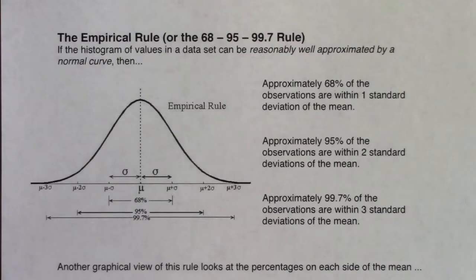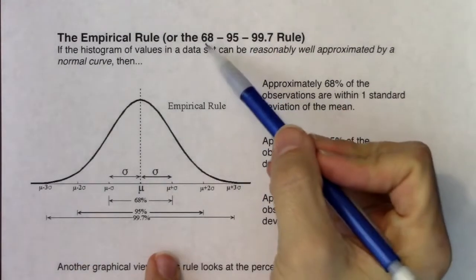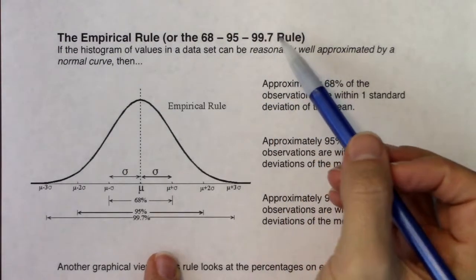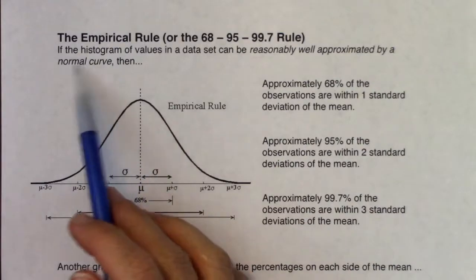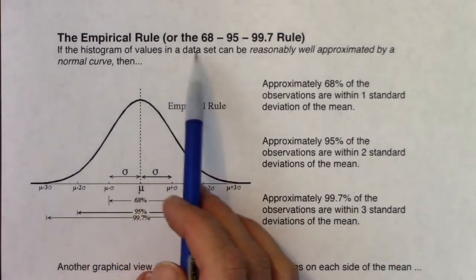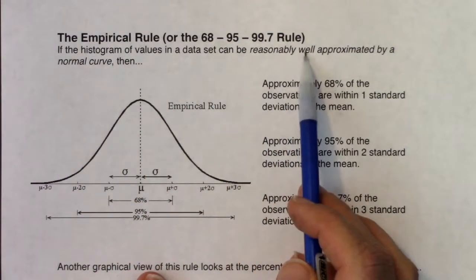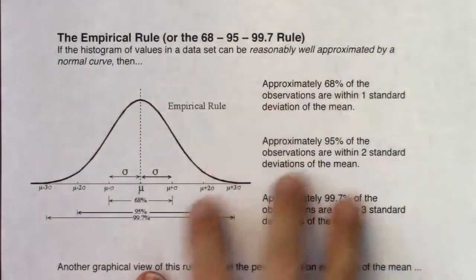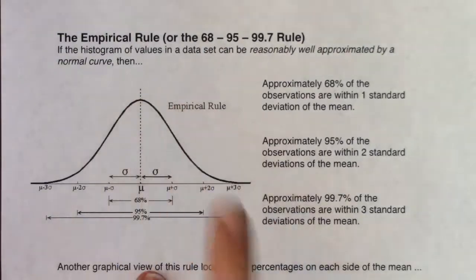Let's look at the empirical rule, or sometimes it is referred to as the 68, 95, 99.7 rule. So here we go, it's a big rule in stats. It's as if the histogram of values in a data set can be reasonably well approximated by a normal curve, then we get a whole bunch of stuff. So let's break down what the dot, dot, dot is.